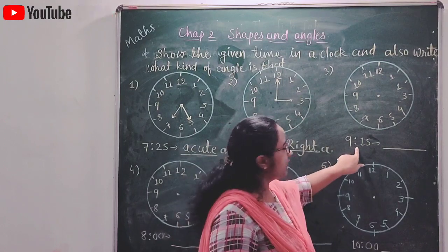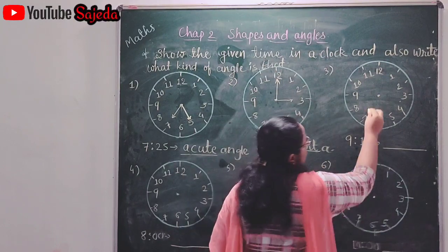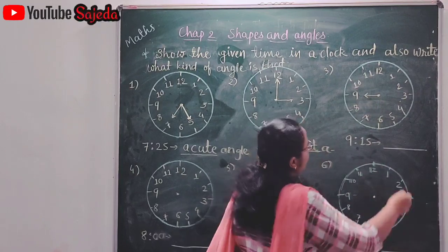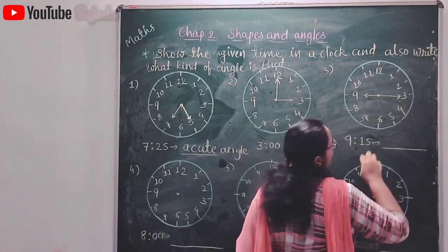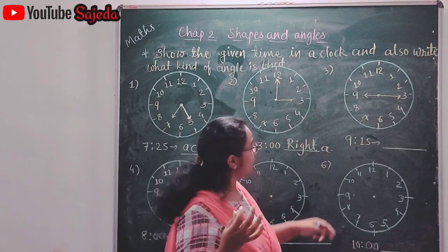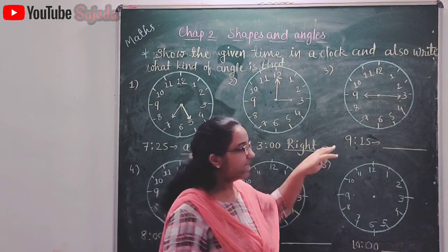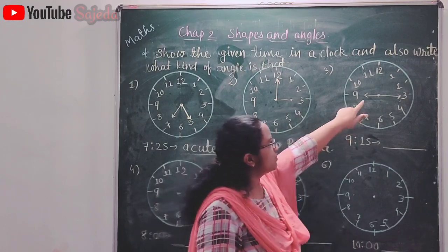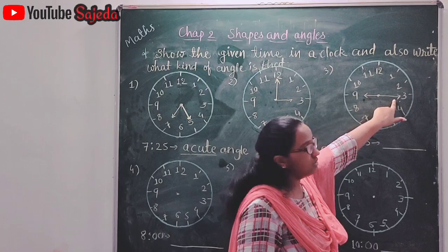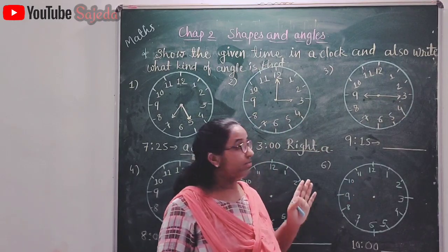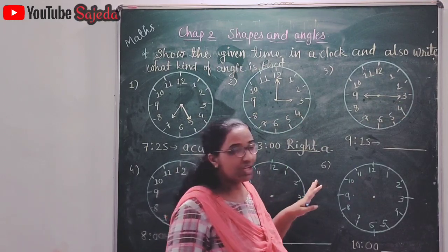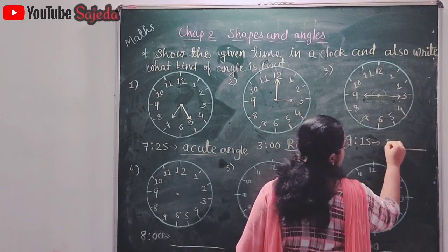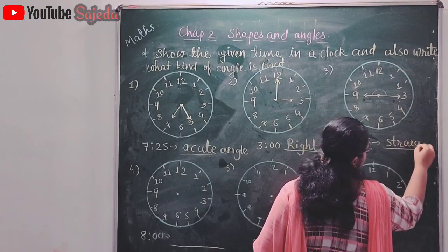Now the next time given is 9:15. So the small hand will be on 9 and the big hand will be on 3. I hope you all know how to draw these hands in a clock for a given time. So this is 9:15, small hand on 9 and big hand on 3. Which angle do these two hands form? Here it forms a straight line. It forms a straight angle.